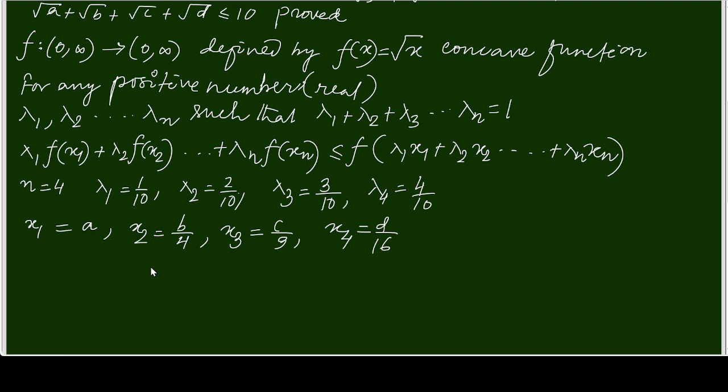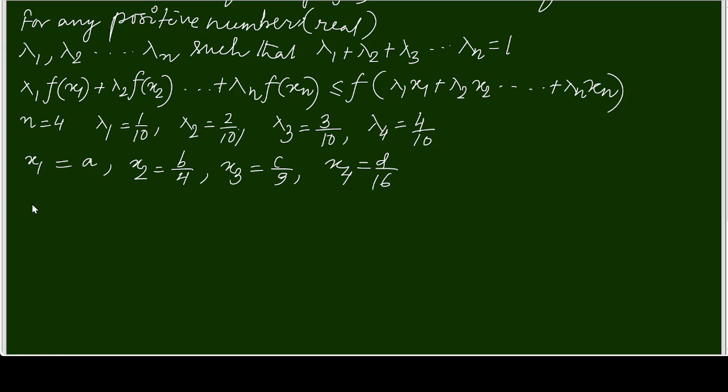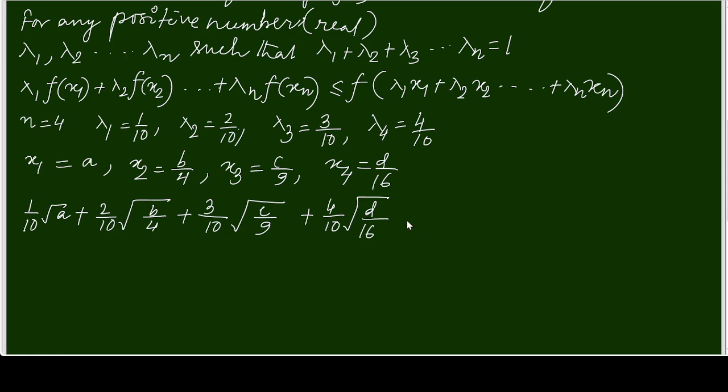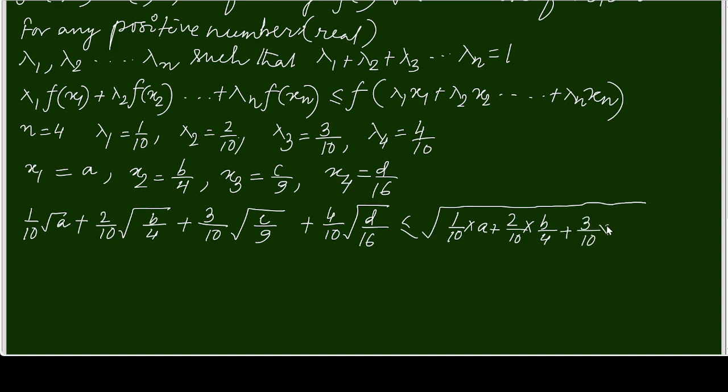Then applying this concept, I can write 1 over 10 square root a plus 2 over 10 square root of b over 4 plus 3 over 10 square root of c over 9 plus 4 over 10 square root of d over 16 is less than or equal to the whole square root of 1 by 10 into a plus 2 over 10 into b over 4 plus 3 by 10 into c by 9 plus 4 by 10 into d over 16.